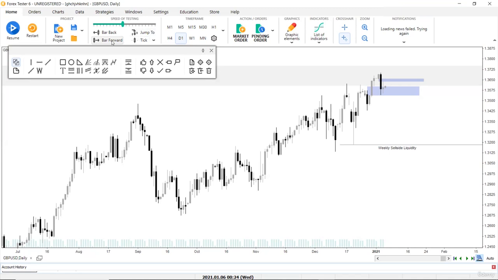So if you play price forward here, if I push this bar forward button, we'll see what price will do next. So voila, we see that it traded into that fair value gap and immediately went for this low, this daily low. If I can mark that out, you see that price just swept it.